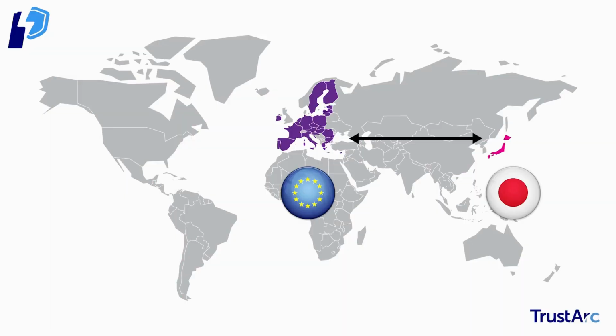A couple more examples. Japan and the EU have mutual adequacy, so they have deemed each other's laws, providing adequate enough protection to transfer between those two regions. The Dubai International Financial Center, which is an economic area, has found that the APEC cross-border privacy rules system is an adequate transfer mechanism.